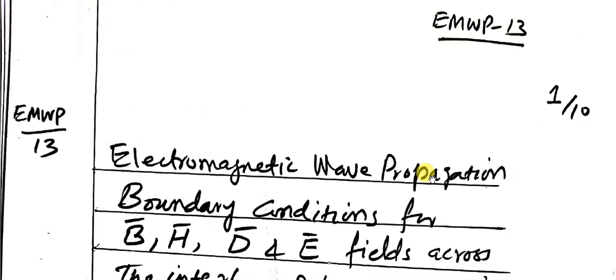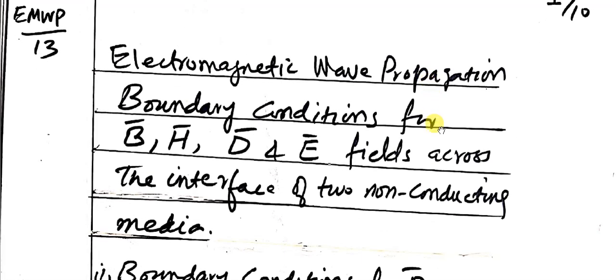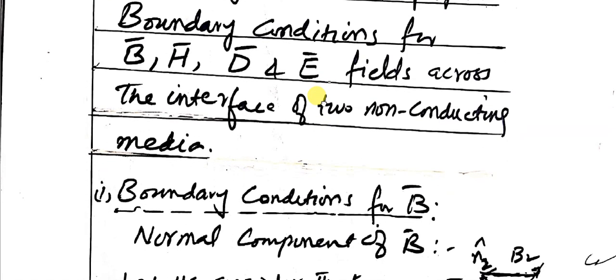Today's topic is EMWP-13. The main topic is electromagnetic wave propagation, and today's title is boundary conditions for the fields B, H, D and E. That is the magnetic field B, magnetic field intensity H, electric displacement field vector D, and electric field intensity E field vectors across the interface of two non-conducting media.